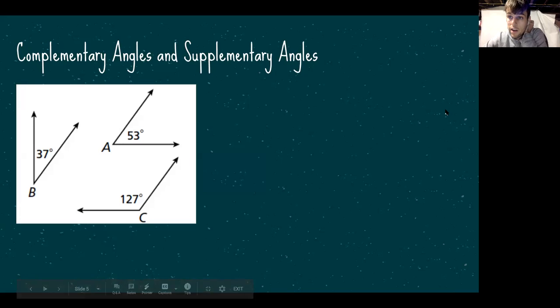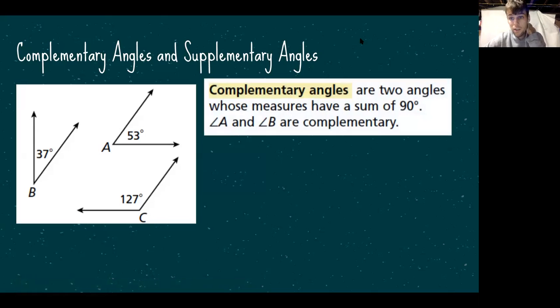All right, then we have our next set of angle pairs. We have things that are called complementary angles and supplementary angles. And these two angle relationships have to do with the two angles adding to a particular value. So complementary angles are two angles that add to be 90 degrees.